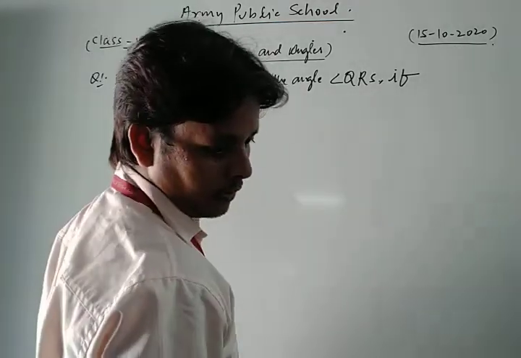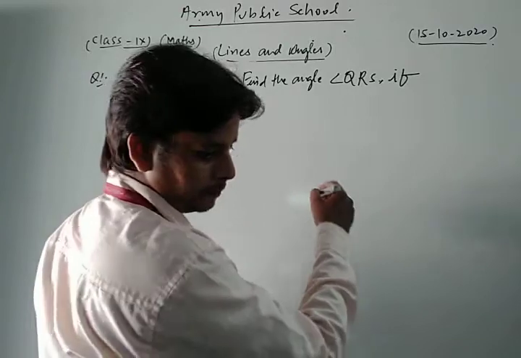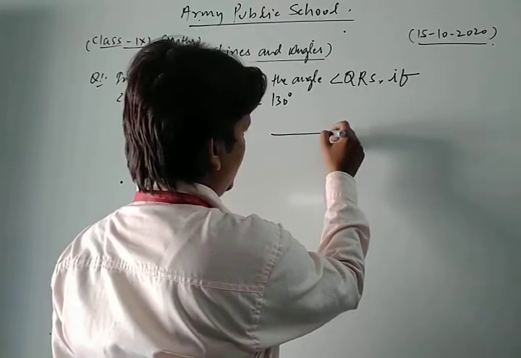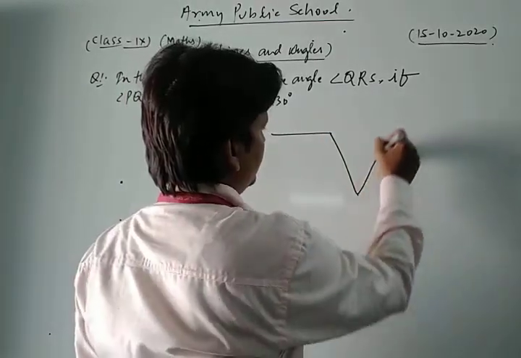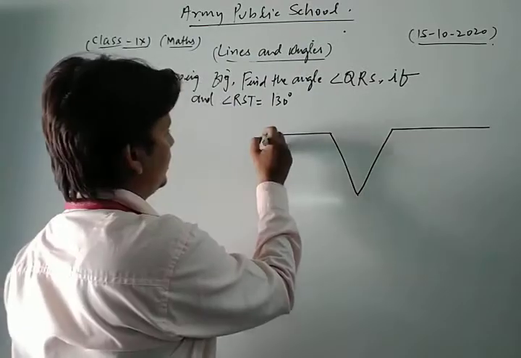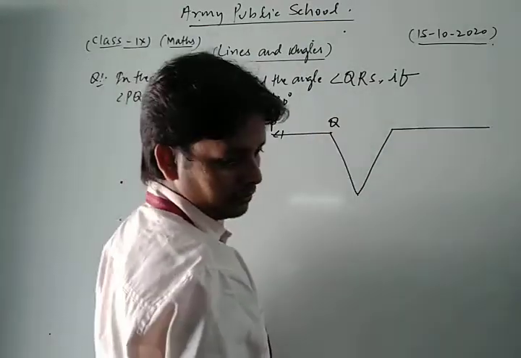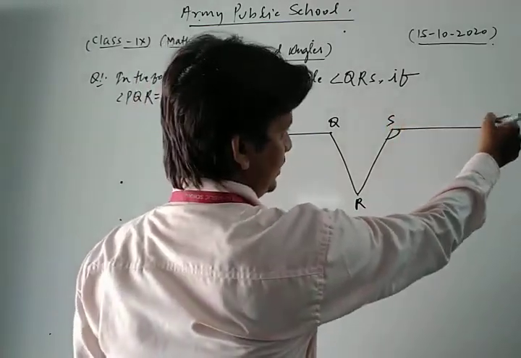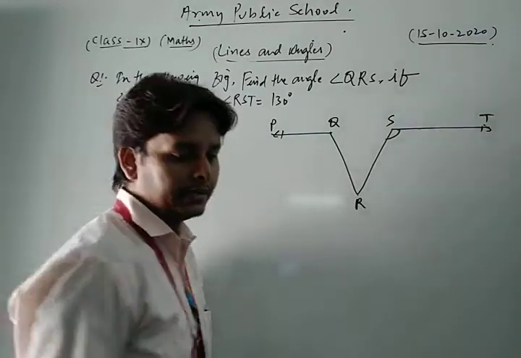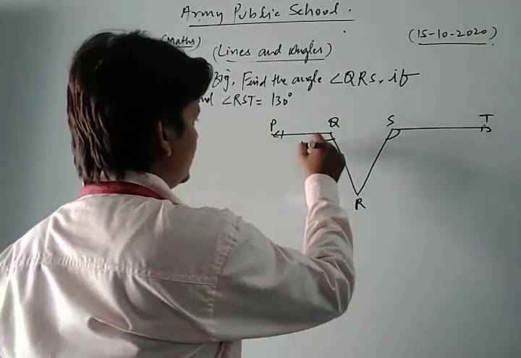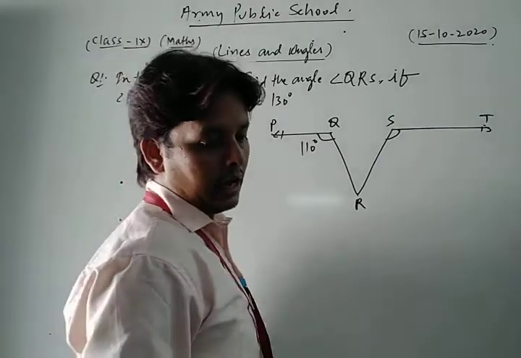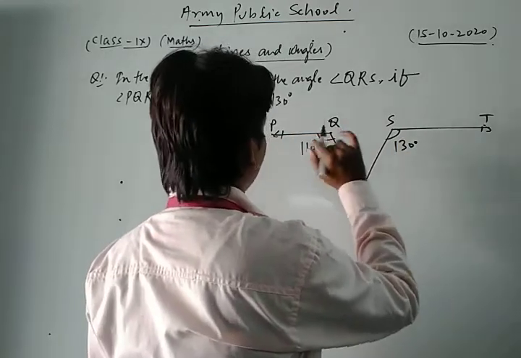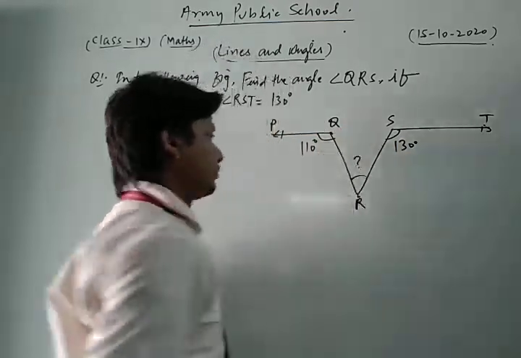is equal to 130, and your figure is this. This is your figure: that is P, Q, this is R, this is S and this is T. The angle PQR is 110 degrees, and the angle RST is 130 degrees. We have to find the angle QRS.